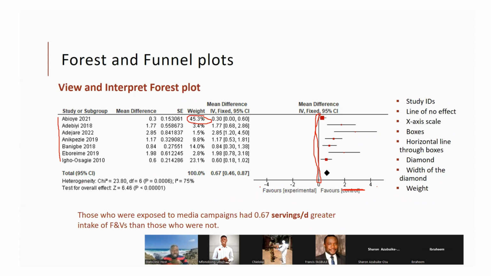So if you are going to write about this study in your paper, this is what you will write. Imagine all that effort just to be able to write this. Maybe you can add the confidence interval and say those who were exposed to media campaigns had 0.677 per day greater intake of fruits and vegetables than those who were not. And then you will add the confidence interval. You can say that this is statistically significant, but that's it. That's how you interpret the study. Now, there are all these other elements that we haven't talked about yet, and we'll talk about them in a moment, as we proceed.